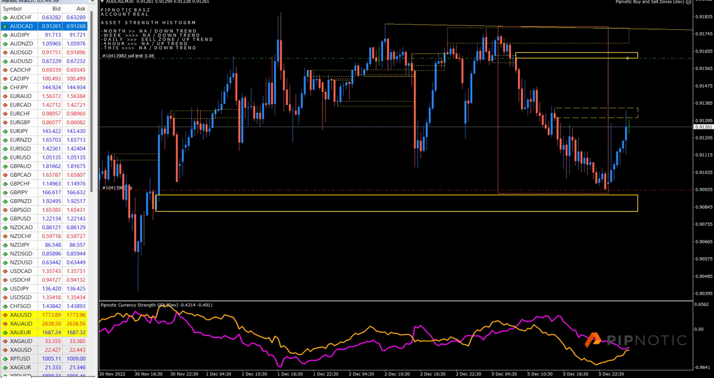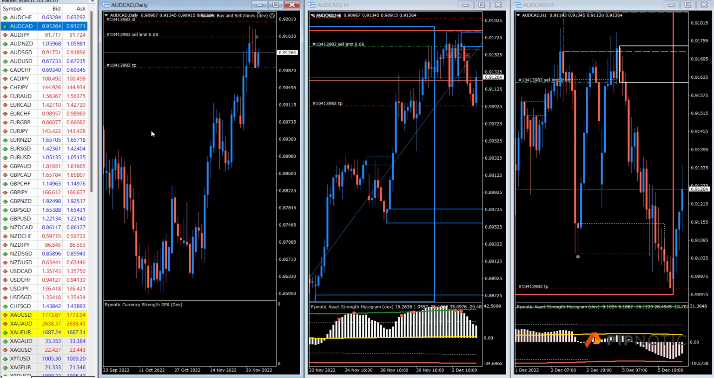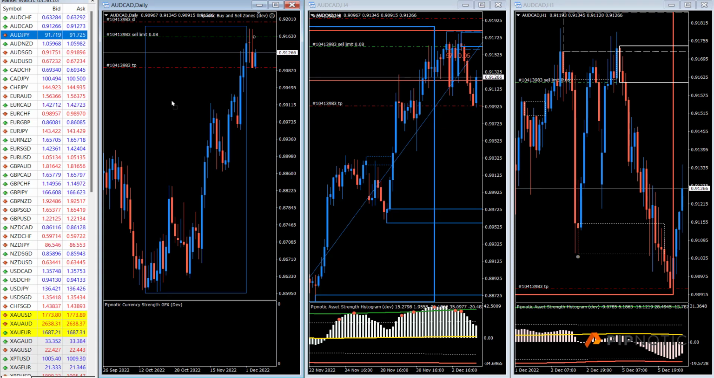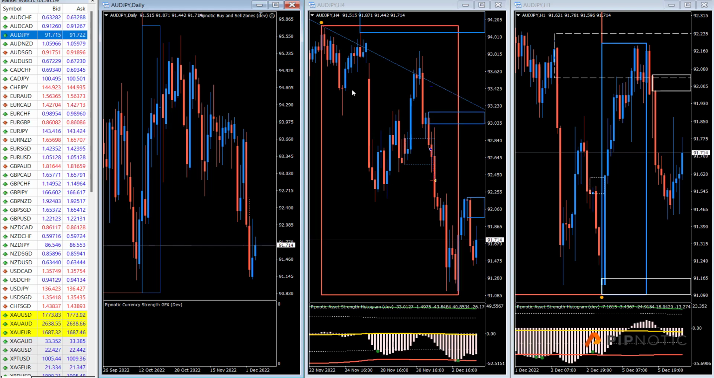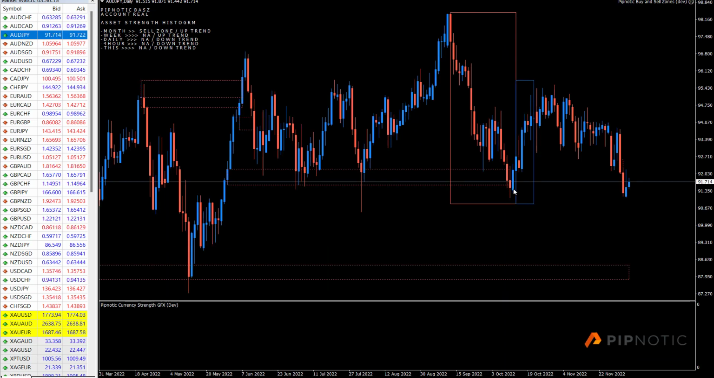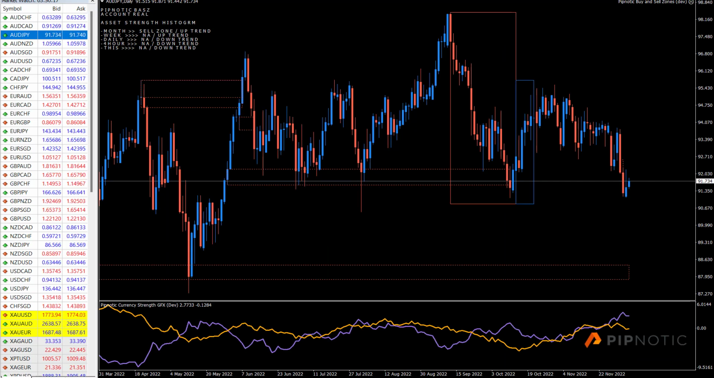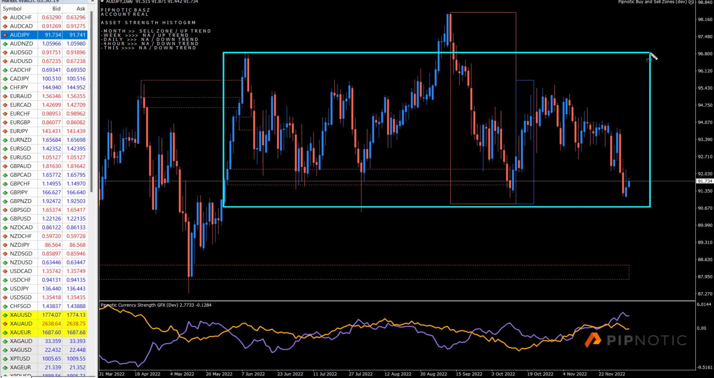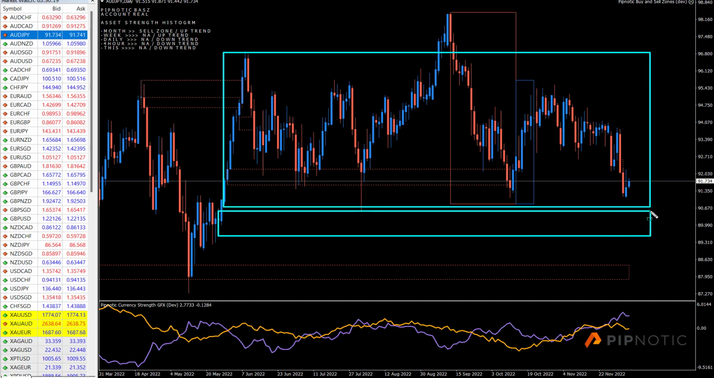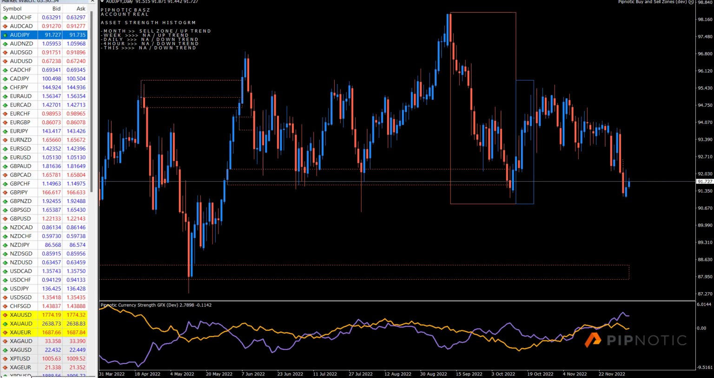Okay, so back to the daily, and we continue our analysis. Australian dollar, Japanese yen. Okay, let's have a look here. Okay, again, we are kind of stuck in a range, as you can see. The range is here. We're getting pretty low. There's something in here that is providing support for this. So maybe we could see some shorter term entries to buy this asset.